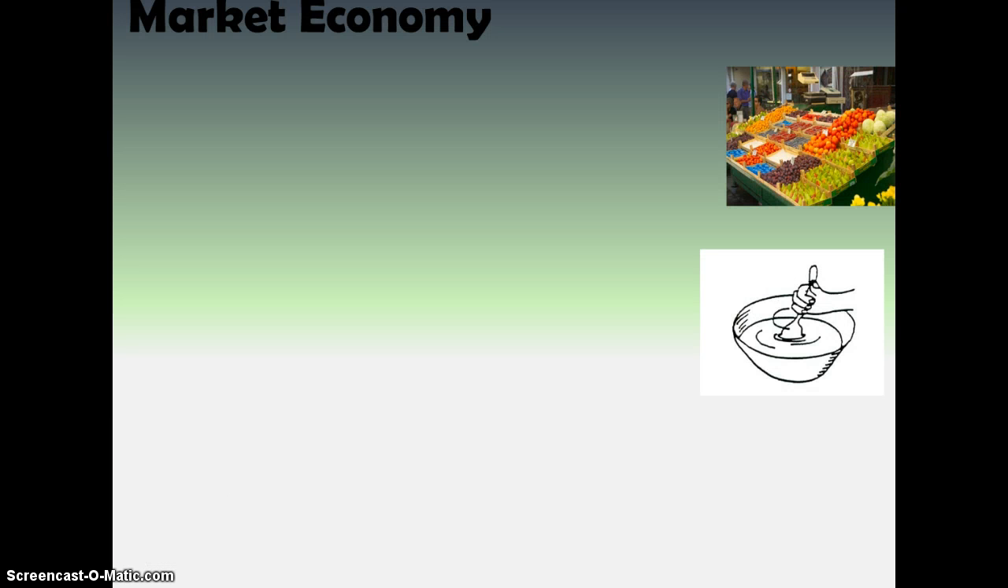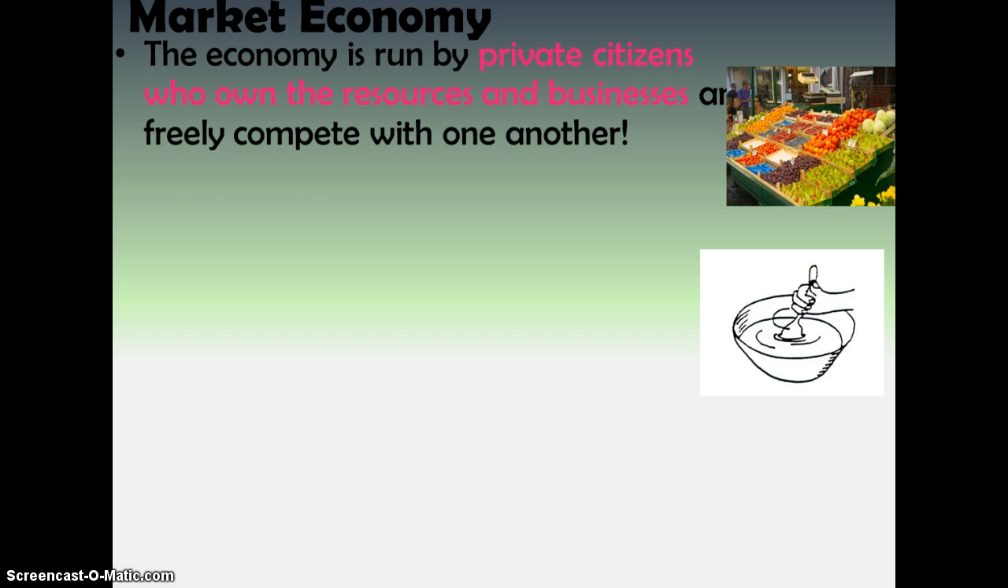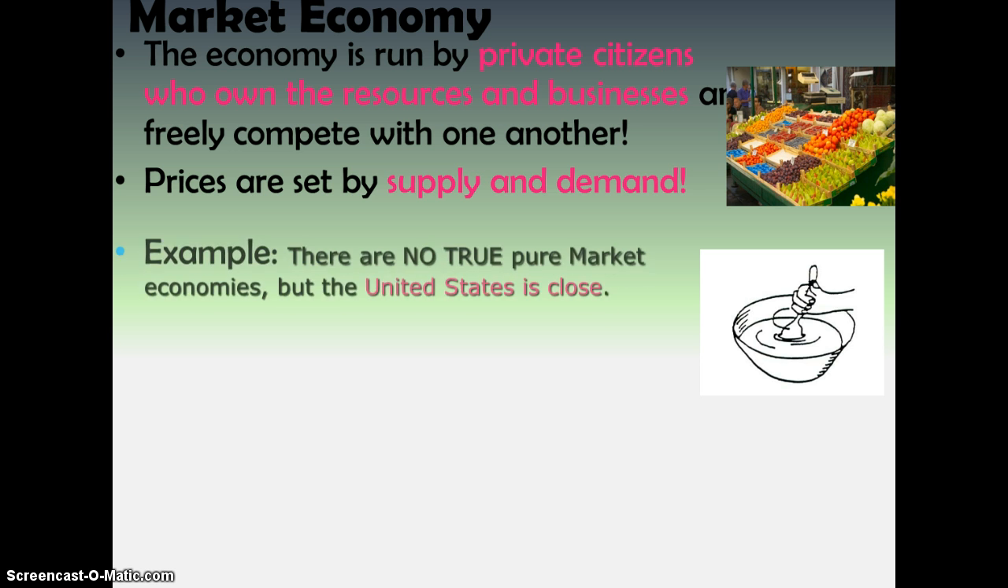A market economy is run by private citizens. Private citizens, individuals, own the resources and the businesses. They are free to compete and trade voluntarily with one another. Here's the important part: supply and demand. Prices are set in a market economy by supply and demand. You have so much supply of something, and however much you want to buy, that's where prices are set.